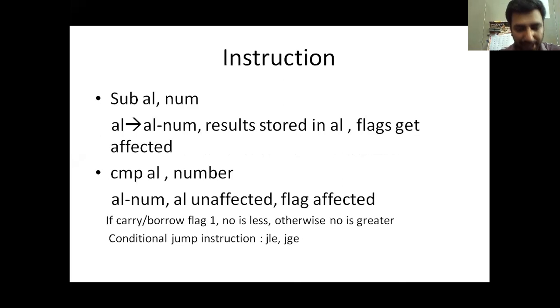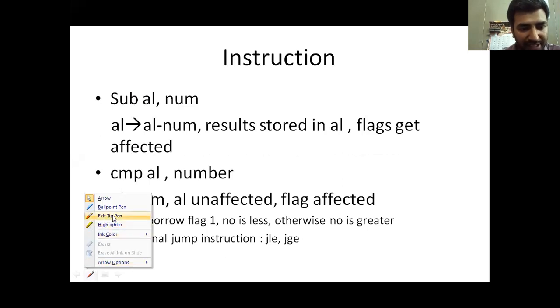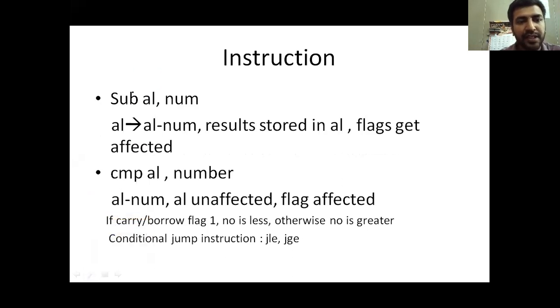Before going into the actual conversion, let's see these two instructions which are the very heart of the assembly language program we are going to see. One is subtract AL with number. What this instruction does is it subtracts two numbers. The first number is stored in the accumulator, which is the lower byte of the accumulator, and it will do AL minus that number, which is stored in one of the memory locations.